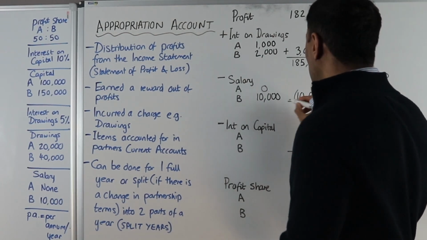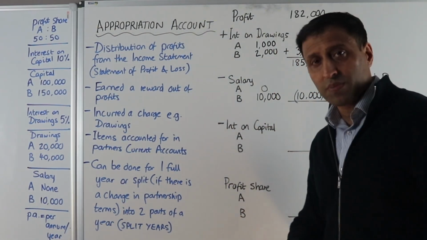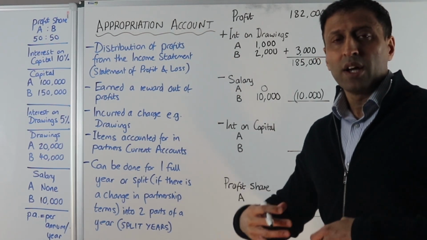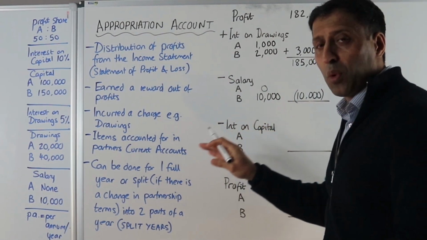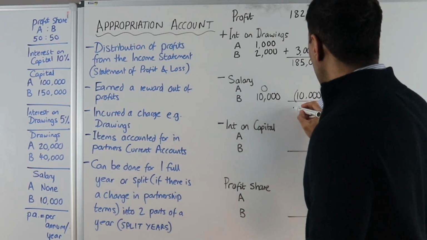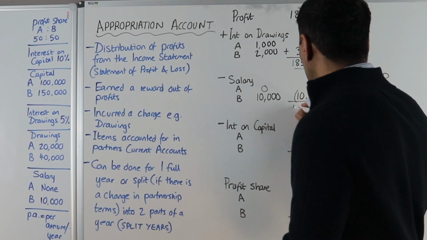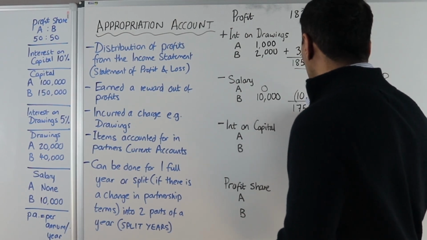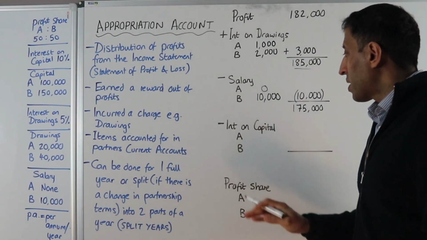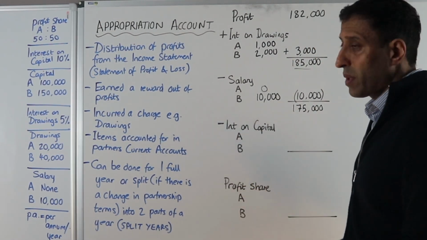And that's going to be, we're going to minus that. We minus salary from profits because the business is going to distribute out profits to pay out for any reward the partners have earned, including salary. So that's a minus 10,000 from the current running total of 185, which means we now have a running total underneath of 175,000.